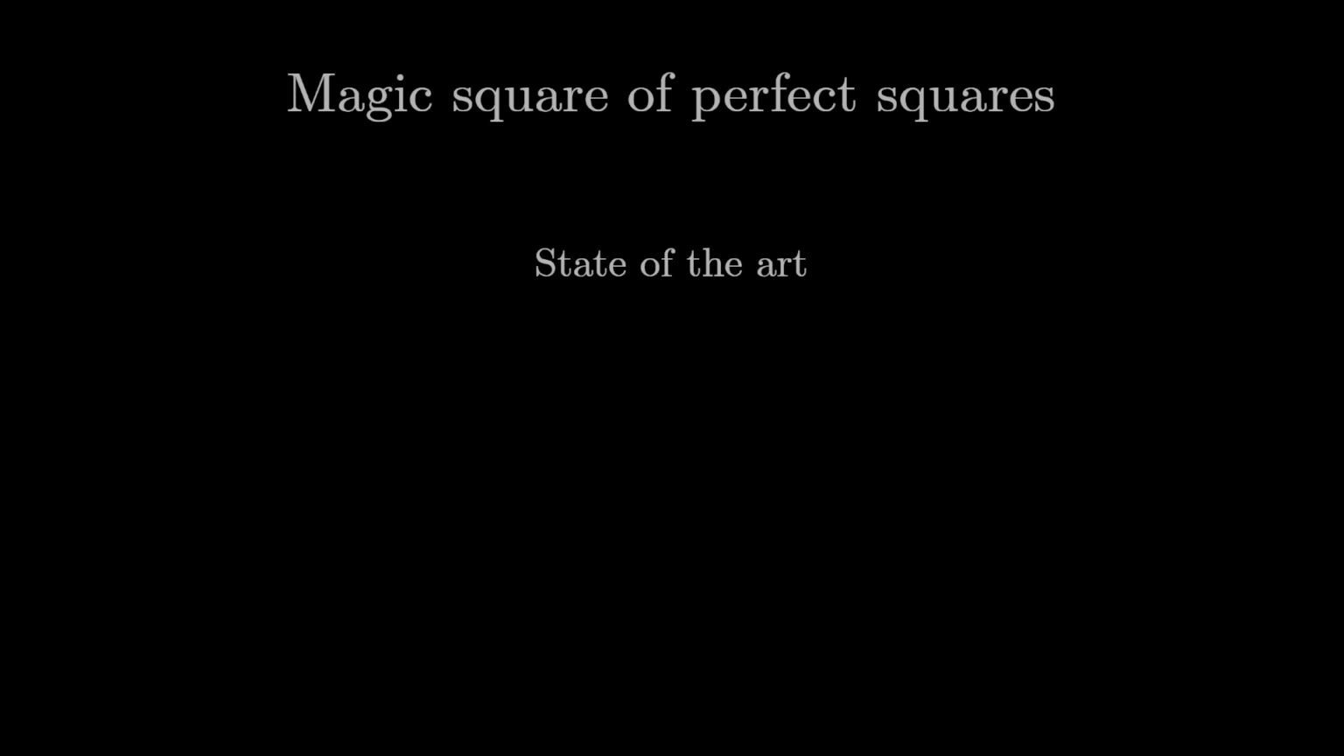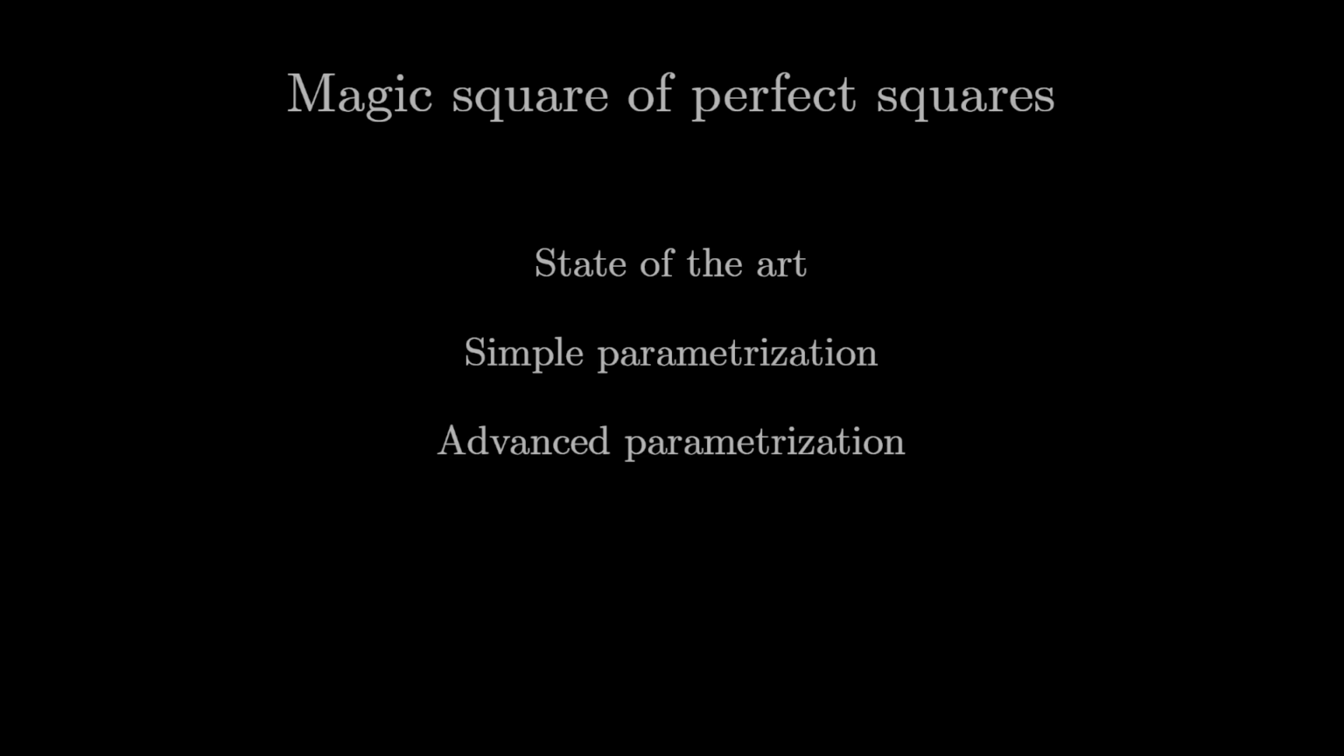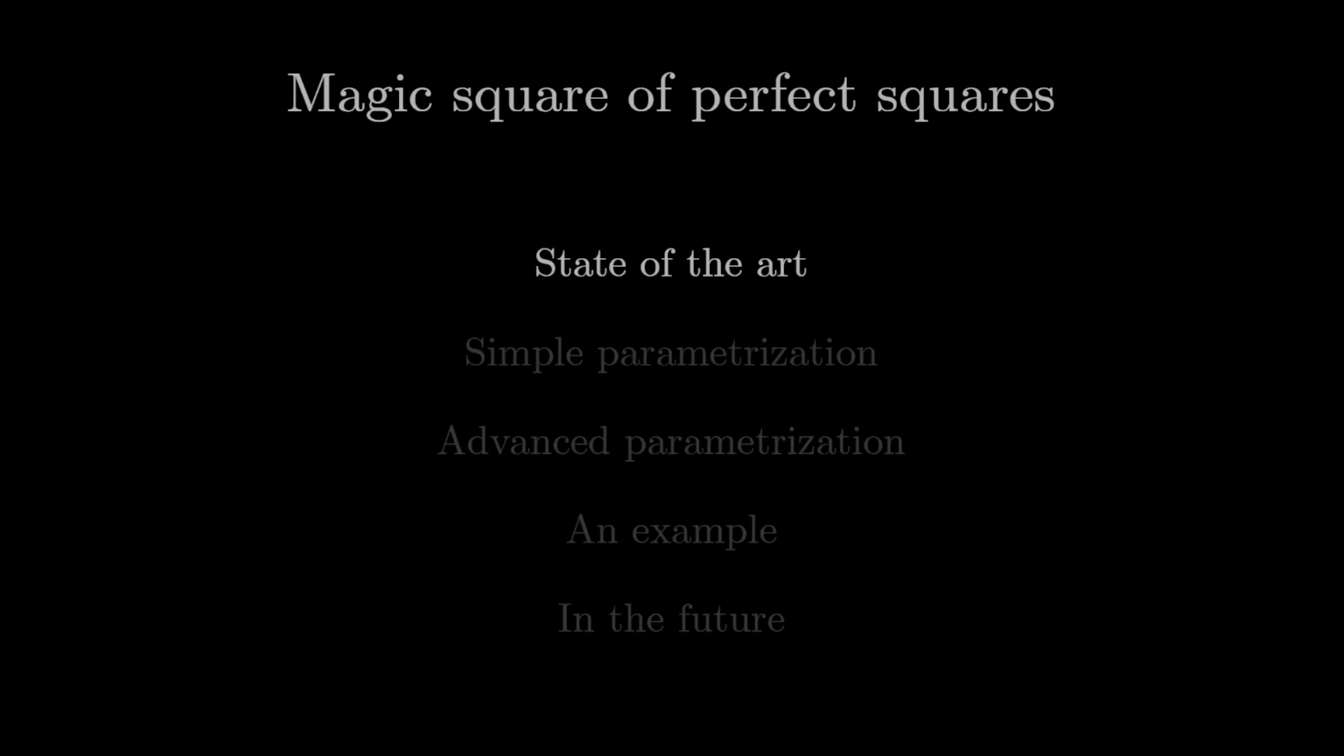So first we'll start with definitions and examples, and then I want to show you a parametrization of the problem. Then, because it doesn't work, unfortunately, I would like to show you a more advanced parametrization and then focus on a specific example. At the end, the outcome of this would be what could happen in the future. So let's start with some examples, basically where we're at.